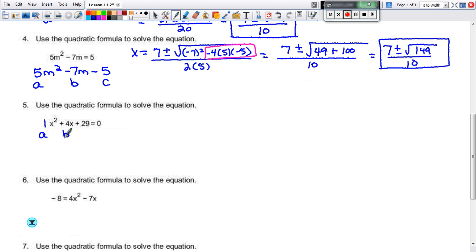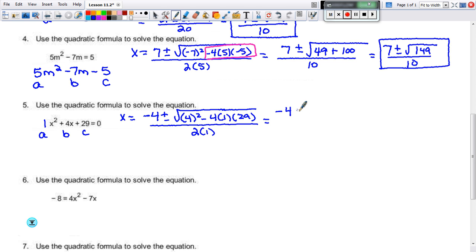A is 1, B is 4, C is 29. So x equals the opposite of b, the opposite of positive 4 is negative 4, plus or minus the square root of b squared minus 4ac, all over 2a. So I get negative 4 plus or minus the square root of 4 times 4, which is 16.